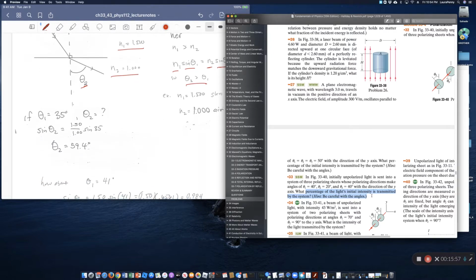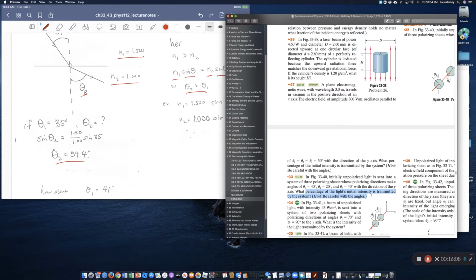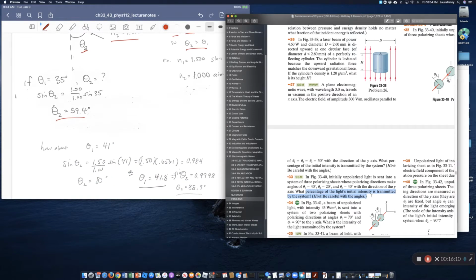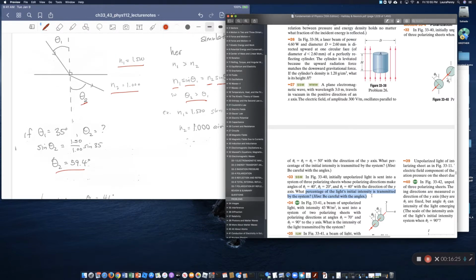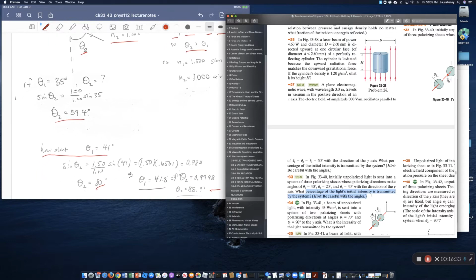Mathematically, we could roll through this. Say we know theta 1 is 35 degrees, we know our indexes of refraction, we can solve for theta 2. How about I went through and said, what if theta 1 was 41 degrees? If we run through that and do that math, then all of a sudden theta 2 becomes 80 degrees. If we bump that up to 41.8 degrees for our incident angle in this higher index of refraction material, now the angle is really big. It's 88.9 degrees.